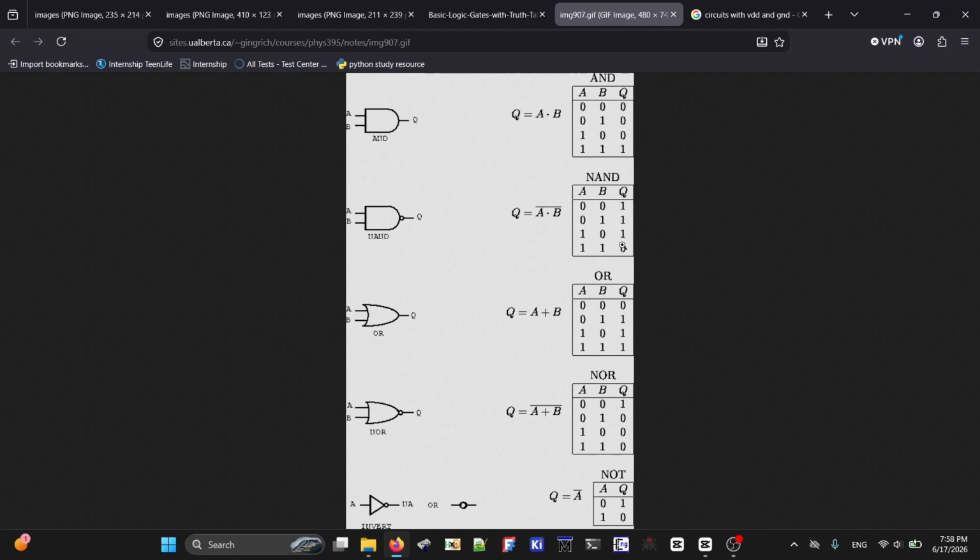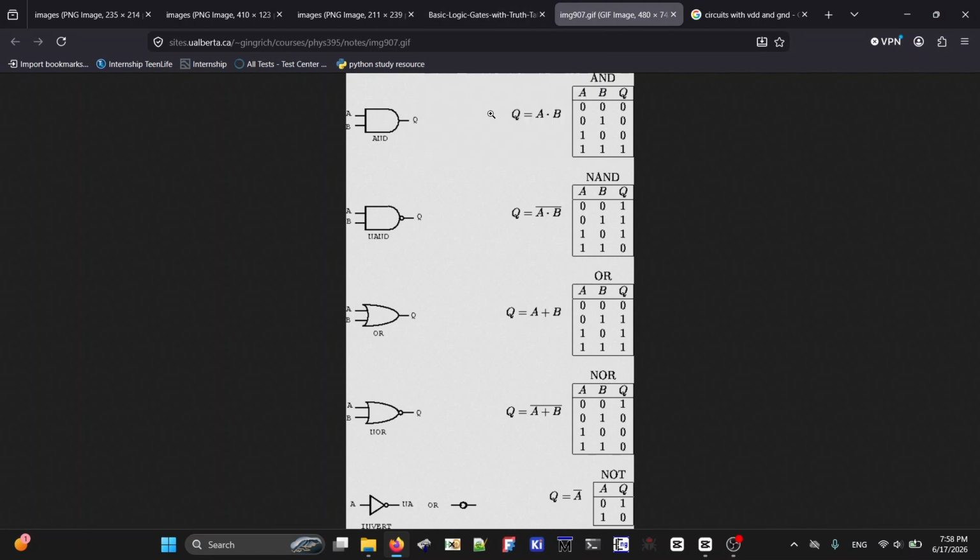NAND is the exact opposite. You'll look here, 0, 0, 0, here is 1, 1, 1, and then here is 0, here is 1. So a NAND is literally just an AND gate with an inverter strapped on. Now the implementation isn't guaranteed to be like that. You can probably do it in a different way, but you get the idea.